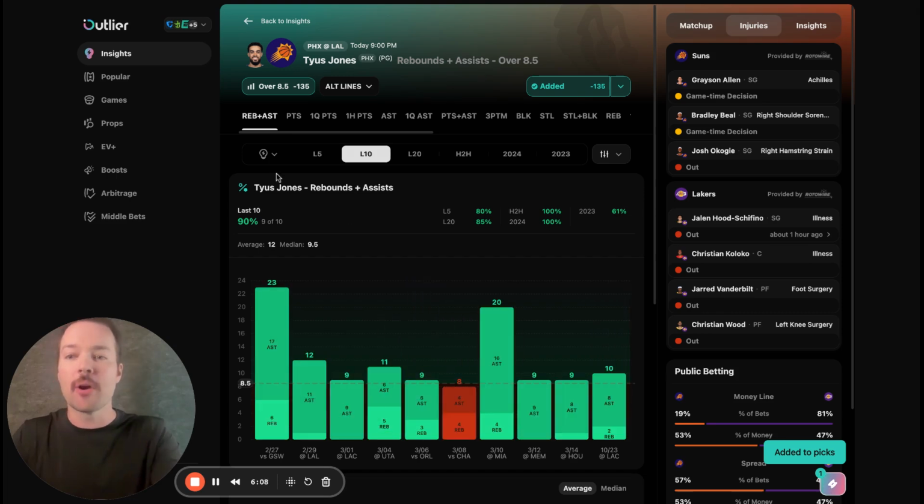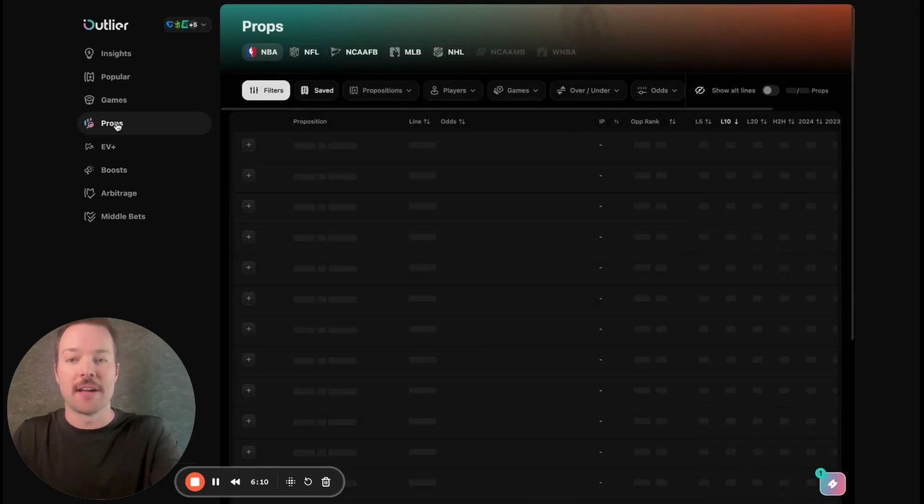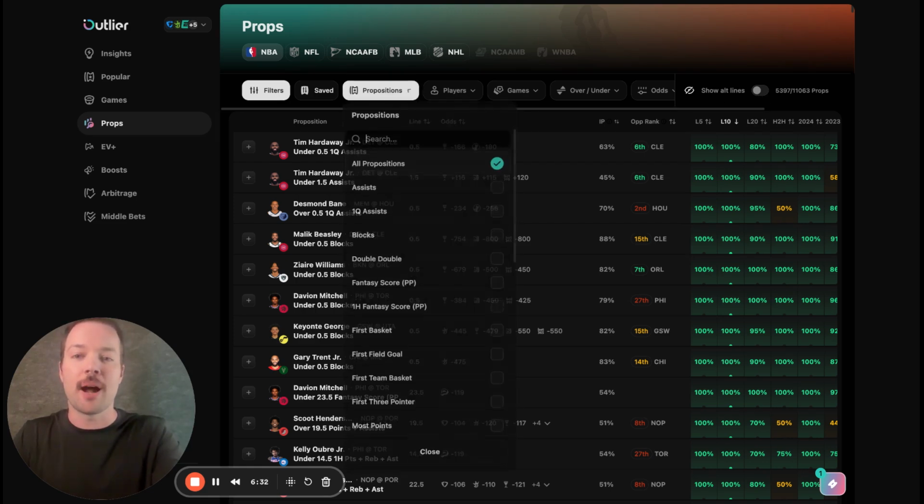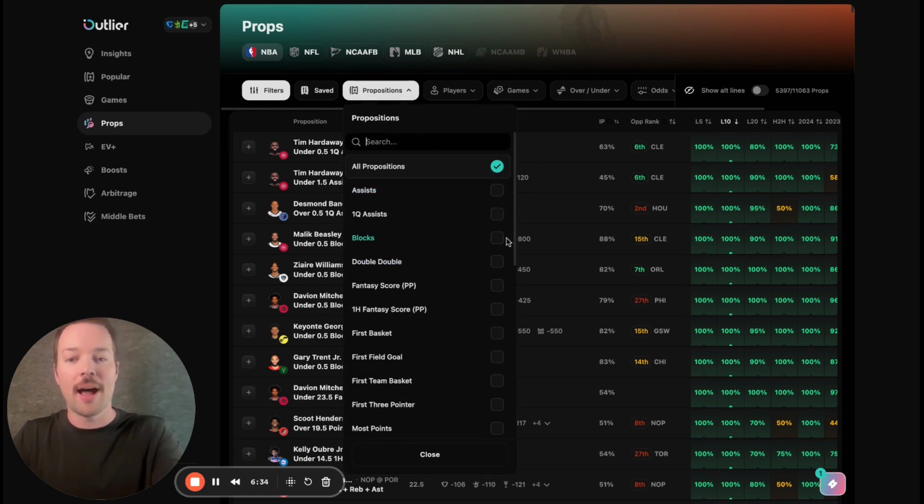The next thing that you might want to look at is our prop finder. The prop finder is really exciting, and this is where a ton of the action happens. So just for tonight's NBA games, there are over 11,000 props available. That is an insane amount of props and would be pretty difficult to sort through without using Outlier. So what I'm going to look at here is what about propositions? What kind of props are available? Okay, so blocks, I could sort by double doubles, fantasy score, first half fantasy score, etc.